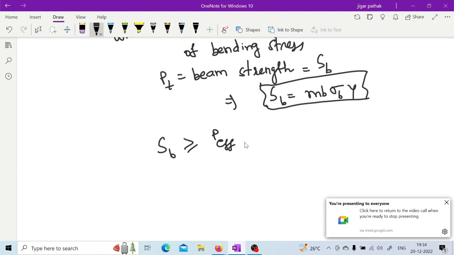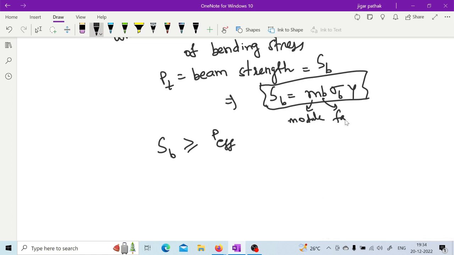Right, now as we know, this is module, and this b is face width, right? In a cantilever beam, only the 2D area is visible, right? The third dimension will be this face width. So this module and face width are the same, right, for both pinion and gear. So in that case the deciding factor will be this sigma b into y. This is the deciding factor, right? So this particular factor decides which particular component is weaker between this pinion and gear.